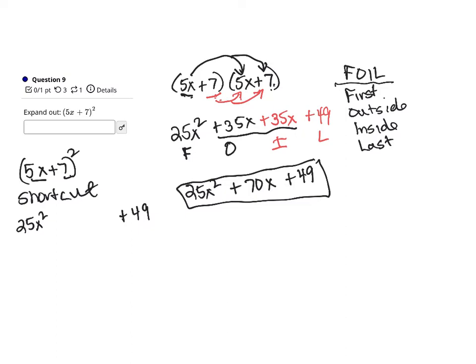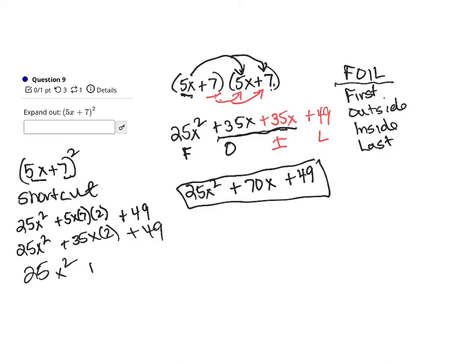So on the inside term, you bring down that sign, and you multiply 5x times 7, and then always times 2, because you're going to double that. Remember over here, when you had the 35x and the 35x, you had two of them. So we have 25x squared. This is 35x, and it's always times 2. So this is 25x squared plus 70x plus 49.